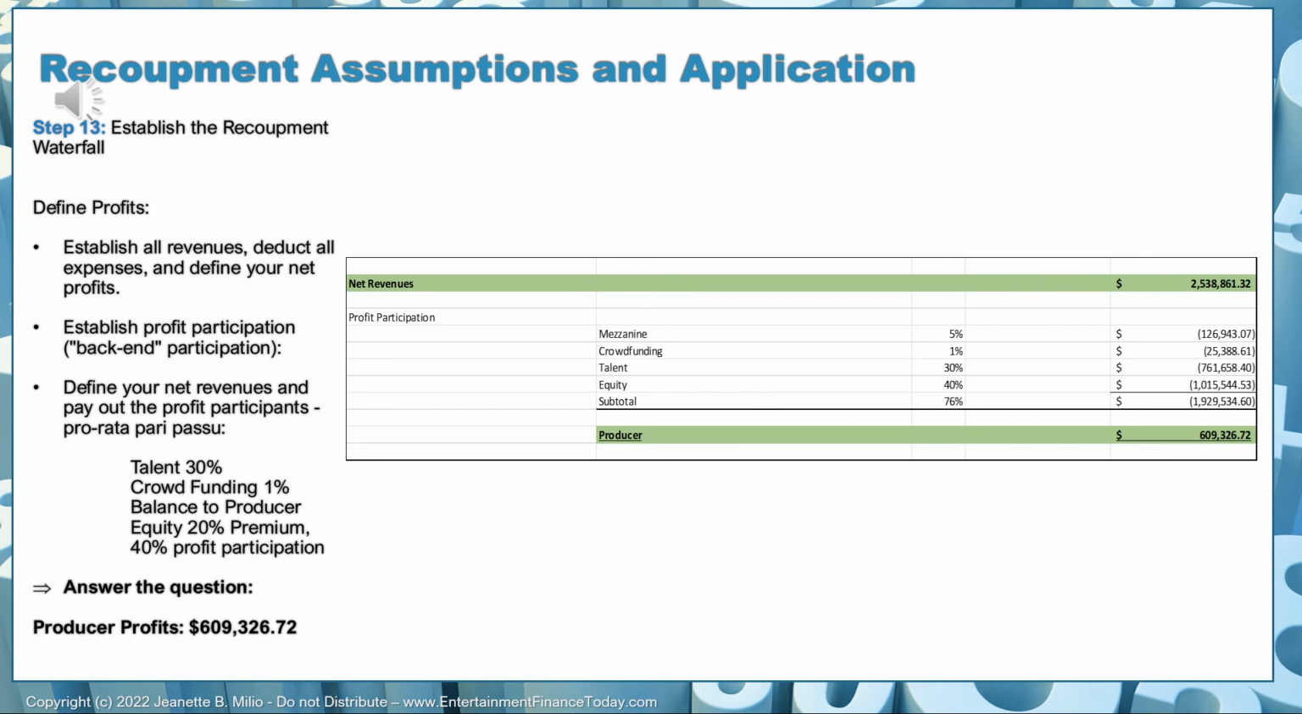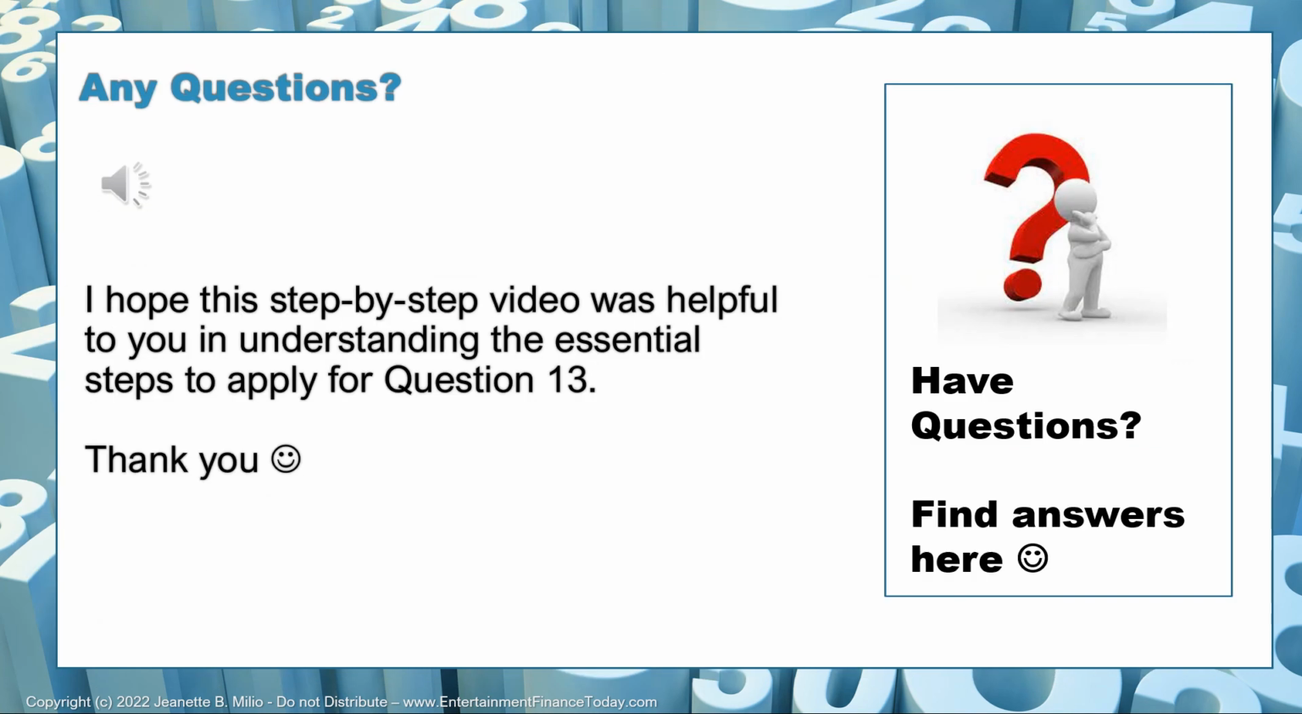76% of 2,538,861.32 is paid out to these profit participants, leaving 609,326.72 for the producer. So the producer profits, in answer to question 13, would be 609,326.72. I hope this step-by-step guide could help you find the answer to question 13 in the final, and could also help you find out where you potentially made some mistakes in your own question answering process.